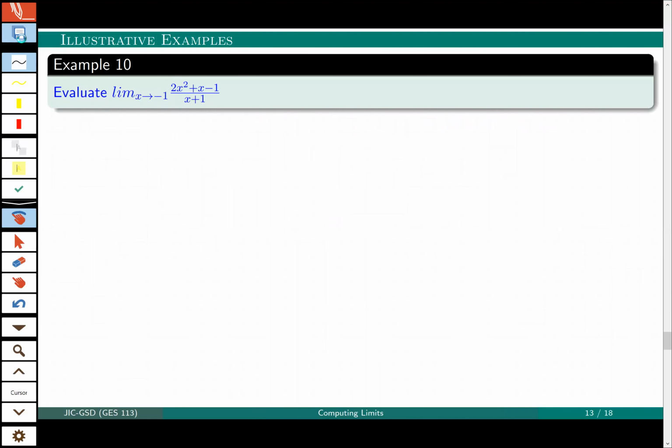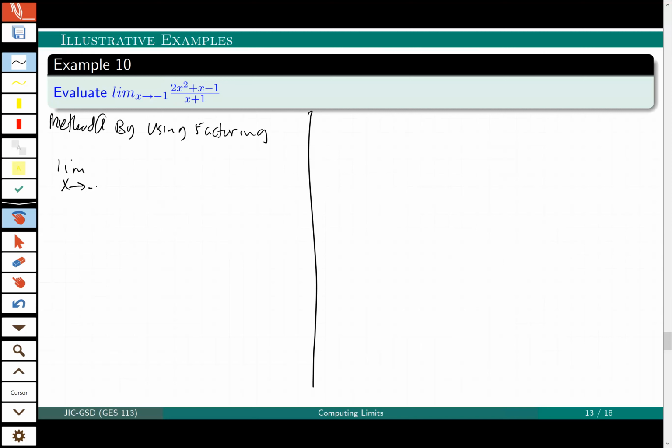Similarly here, using factoring, we have the limit when x goes to minus 1 of 2x squared plus x minus 1 over x plus 1.